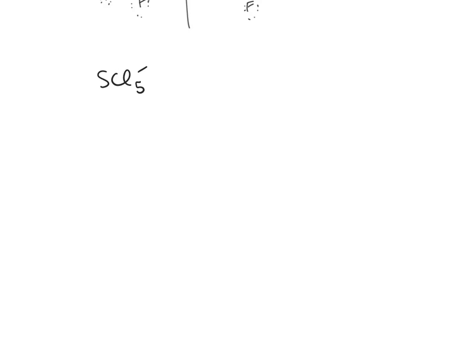And let's see, so you've got sulfur with 1, 2, 3, 4, 5, 6 valence electrons. You have 1 more because it's charged, so that makes it 7. Now you've got to make 1, 2, 3, 4, 5 bonds, and there'll be a lone pair. So there's 6 groups: 5 bonds and a lone pair.